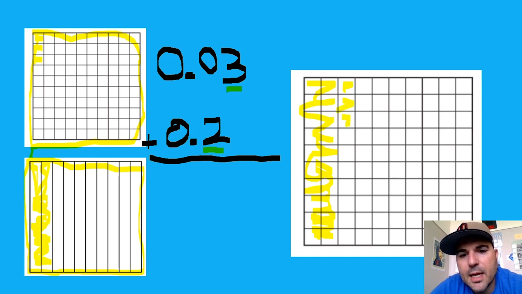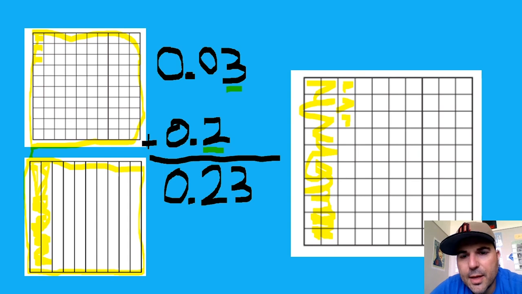If I want to write that as an answer, I look at my new decimal grid. The whole thing is not colored in, so I don't have anything whole yet. That's zero. And I do have some pieces of the whole thing. One row of 10, two rows of 10 is 20, and three extras. Altogether, that's 23 hundredths, or 23 of our smaller squares of equal size.